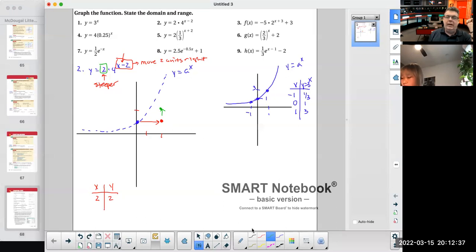And then let's try 1. We're just trying to get a decent shape. I think the table will really help you. So if x is 1, right? So that becomes 2 times 4 to the negative 1, right? Which is 2 times 1/4, which is 1/2.